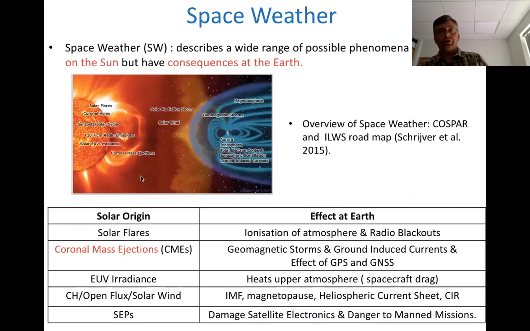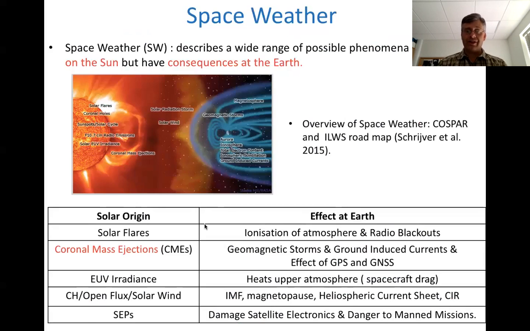So, just moving on to space weather. Space weather really is a name that describes a lot of different phenomena, a wide range of phenomena that can occur on the Sun but have consequences at the Earth. We've got a schematic here showing the variety of phenomena at the Sun and their effects at the Earth, and the table at the bottom links these together. Solar flares, for example, can lead to ionization within the Earth's atmosphere and radio blackouts.